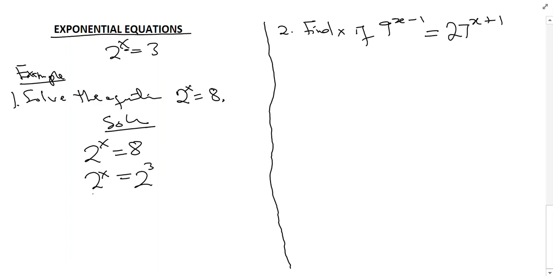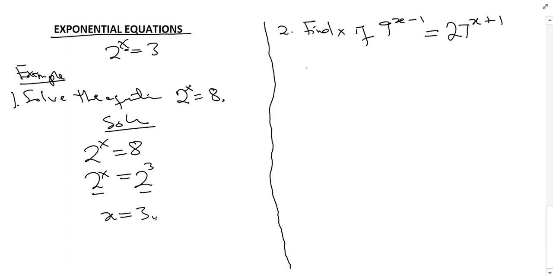Now going forward, once we have been able to express them to the same base, the argument is that their exponents are also the same. So once the bases are the same, we equate their exponents. Here, equating the exponents, I will say x equals 3. Good. So we solve for our x.